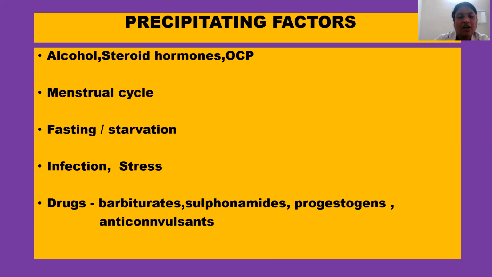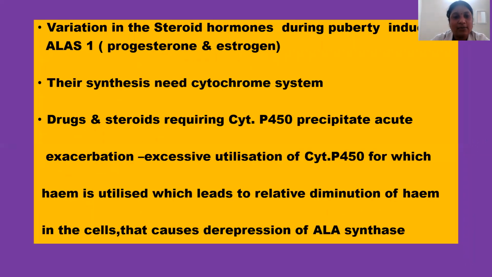What are the precipitating factors which will precipitate the manifestations of acute intermittent porphyria? Alcohol, steroid hormones, those who are alcoholic, who are taking steroid hormones or OCPs, and during fasting or starvation, any infections in the patient, any stressful conditions, and drugs like barbiturates, sulfonamides, progesterones, anticonvulsants, and in some female patients because of the regular menstrual cycle, AIP can also be precipitated.